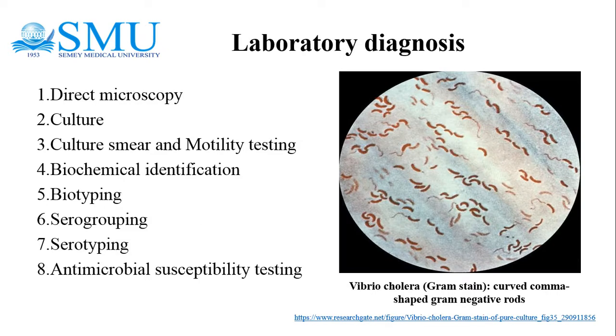And laboratory diagnosis: we use direct microscopy, and the culture method, culture smear and motility testing, biotyping, serogrouping, serotyping, and antimicrobial susceptibility testing. And gram staining: on this slide, Vibrio cholerae gram stain. They are gram negative. They have one flagellum, monotrichous, and are curved, comma-shaped gram-negative rods.